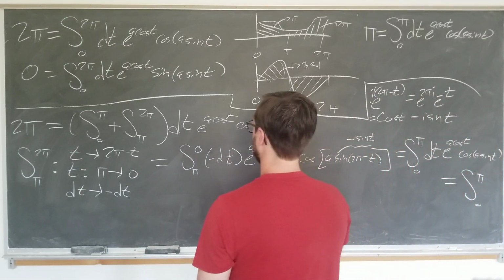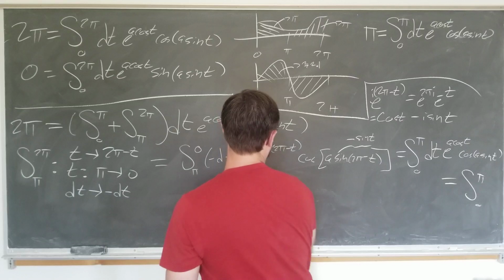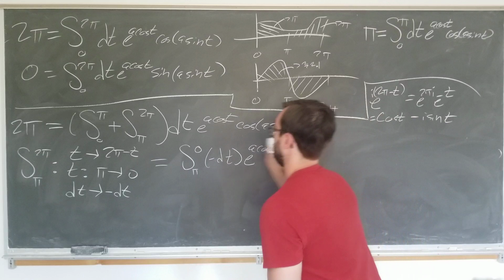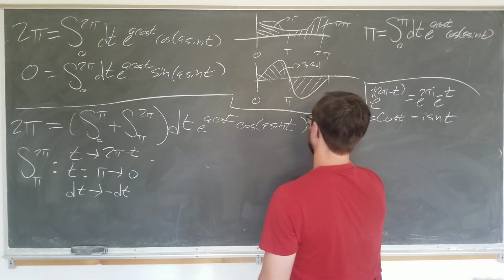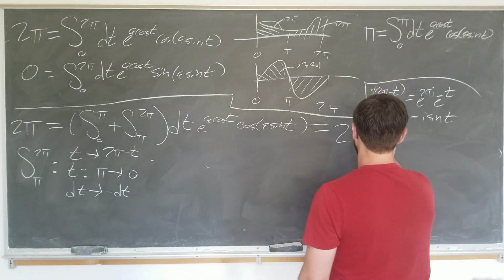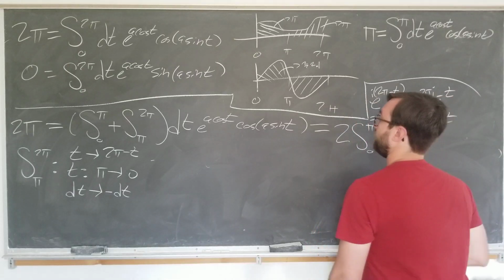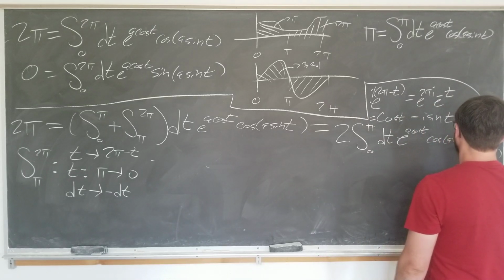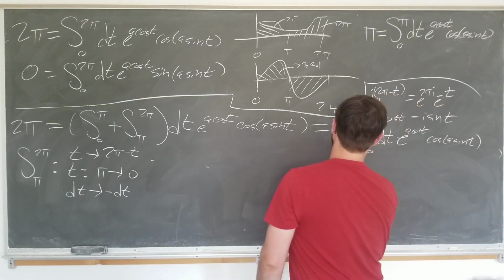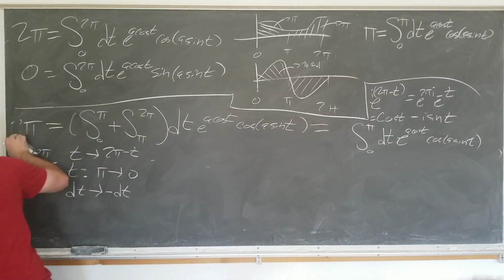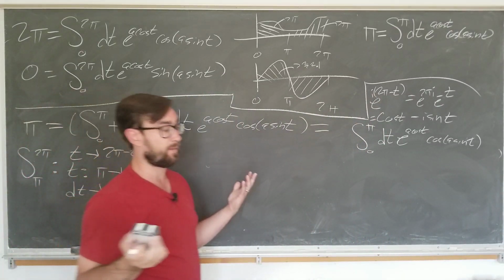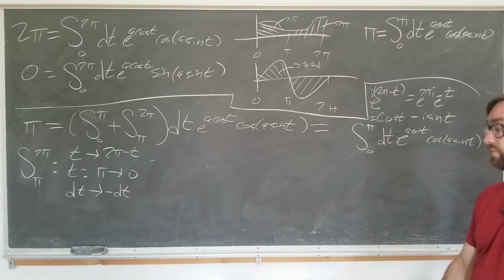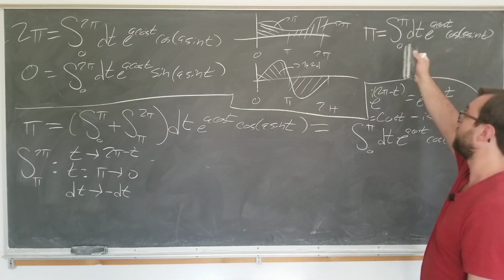So our result, I have to erase it. I don't have enough room. Tells us that this is just twice integral from 0 to pi dt e to the a cos t cos a sine t, and we can cancel the 2's. We did all of that to show that we can cancel the 2's. Okay, granted it's not that hard, but it's a lot harder than simply changing the limits like we did in the complex case.